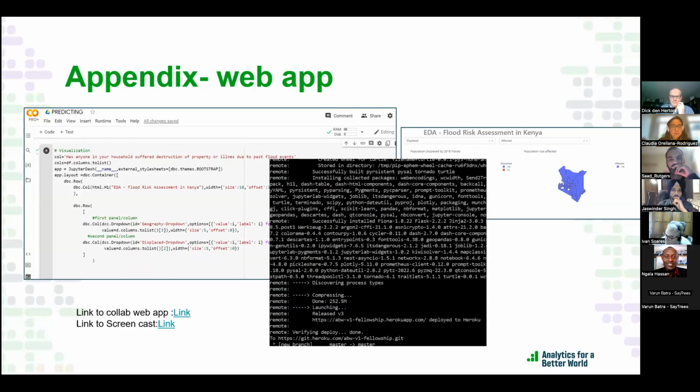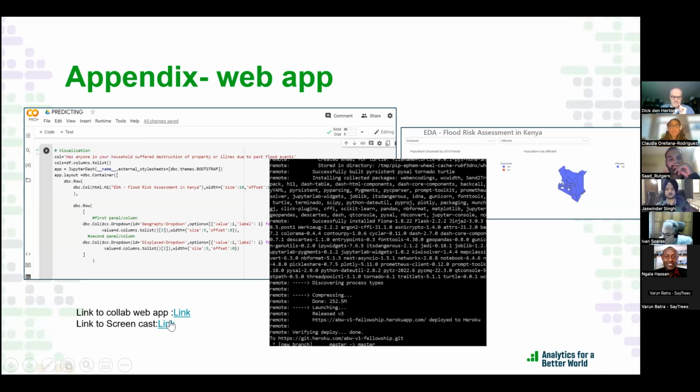This is basically a snippet of the various pieces of work that I have done. So here we have, for instance, the successful deployment of the application on Heroku. And then we have here on the right-hand side, a snippet of the application itself.